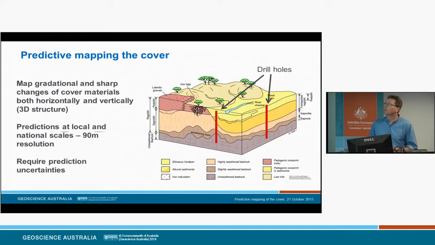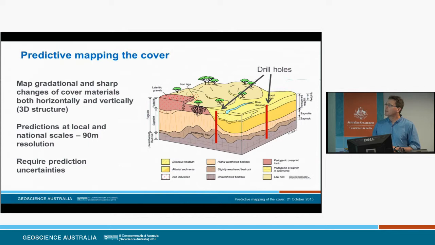If we're going to map the cover, we need to map gradational boundaries, sharp contacts, because this is what you see in the real world, both horizontally and vertically. I would argue we need predictions at an appropriate scale. I'll show you later a national prediction of regolith thickness at 90 metres. That's the sort of scale or resolution we need to work at.